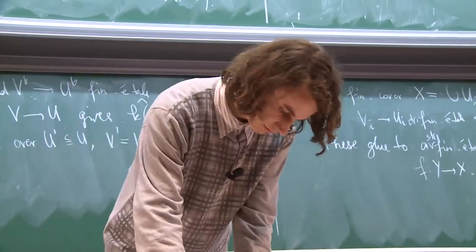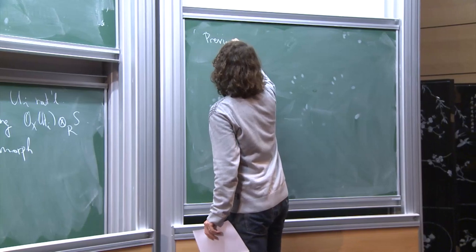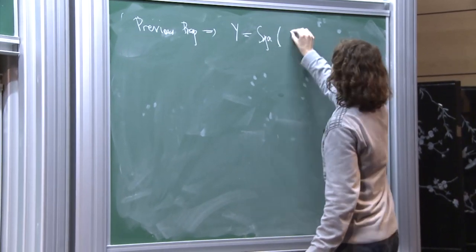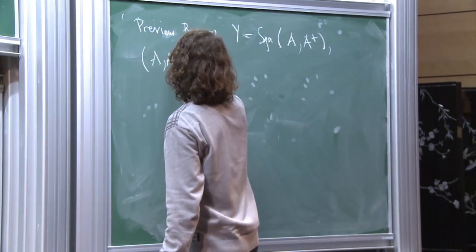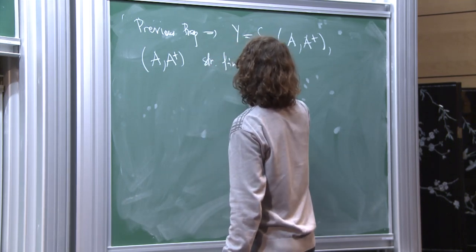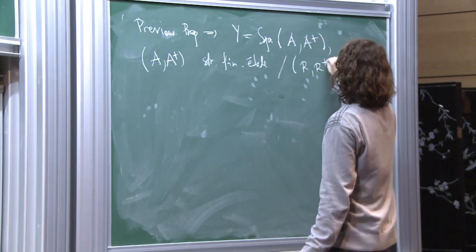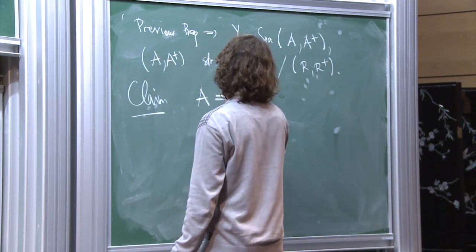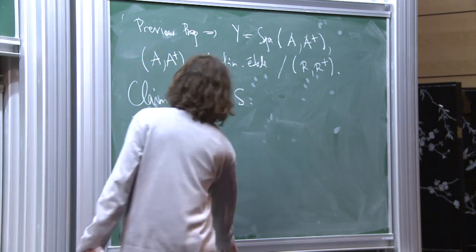And now the previous proposition shows that Y is again a affinoid, so it's some Spa of A, A plus, where A plus is strongly finite étale over R plus. And so finally, it's enough to show that this ring which we get on global sections is really just the algebra that we started with. But that now follows from the sheaf properties.